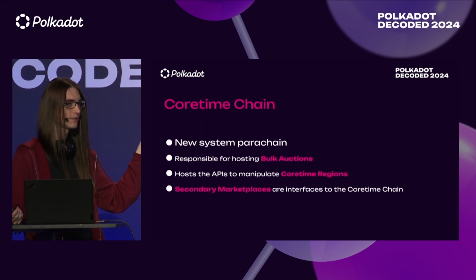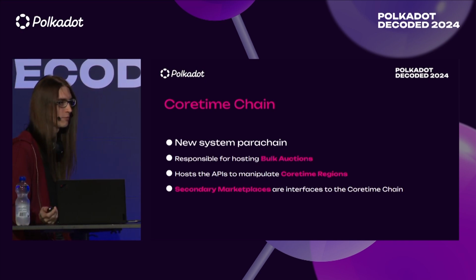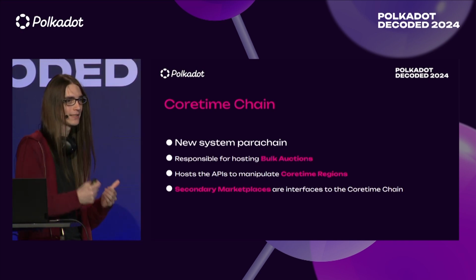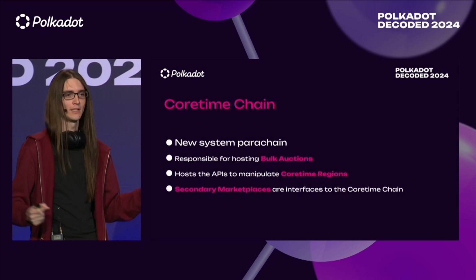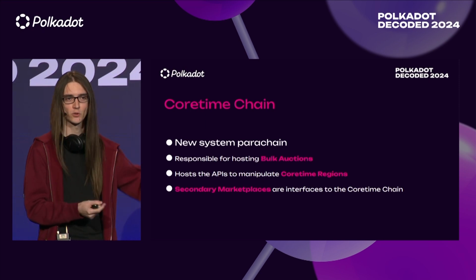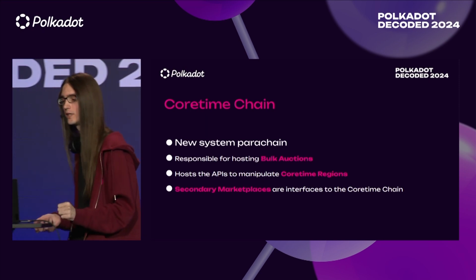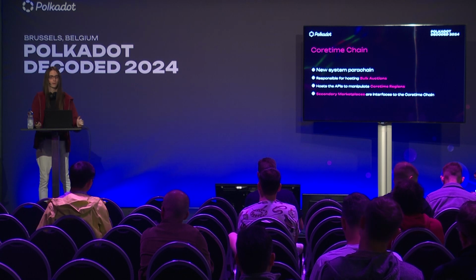There are some things still living on the relay chain, for instance, OnDemand, because for OnDemand, what we care about is latency. We want to make it as quick as possible. So having this logic on the relay chain allows us to even further remove the delays of actually acquiring that block space.